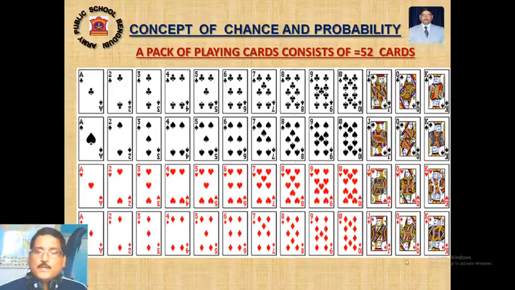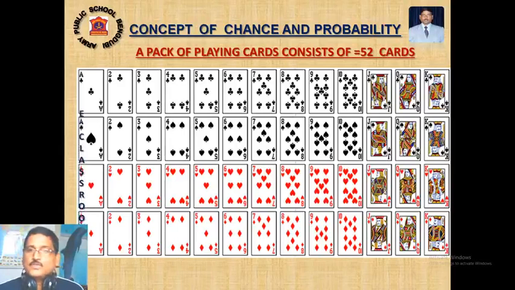Now these are the playing card related questions I discussed earlier also. It is not in your syllabus, but it will be very essential for class 9th and 10th.